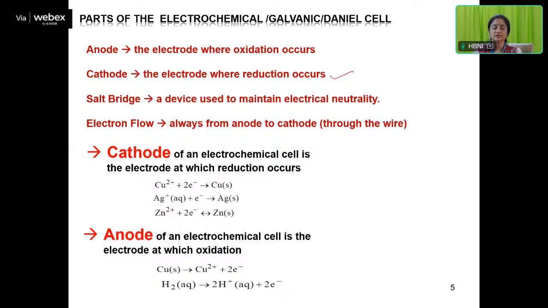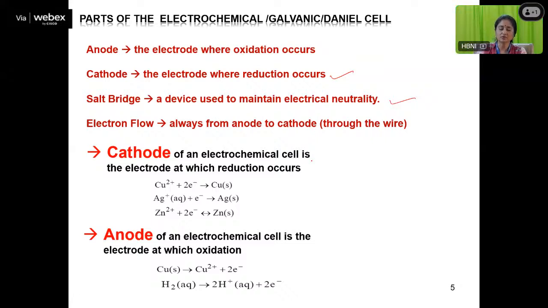Now there is a salt bridge, which is a device used to maintain the electrical neutrality of two solutions. This will get clear in my next slide. And electron flow is always from anode to cathode, through the wire. It will be from anode to cathode because at the anode oxidation is occurring, removal of electrons, so it is electron rich. From there the electrons will be transported to the cathode, where they will be accepted by the metal ion and it will get reduced. So reduction occurs there.